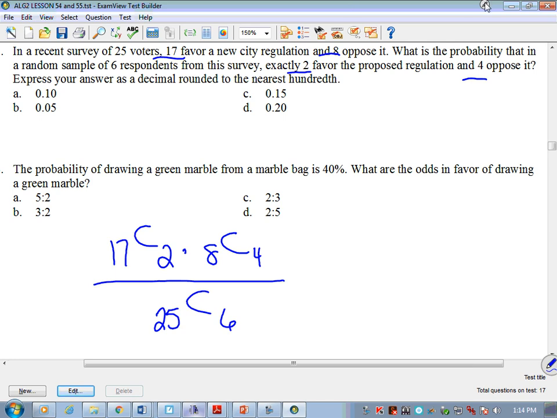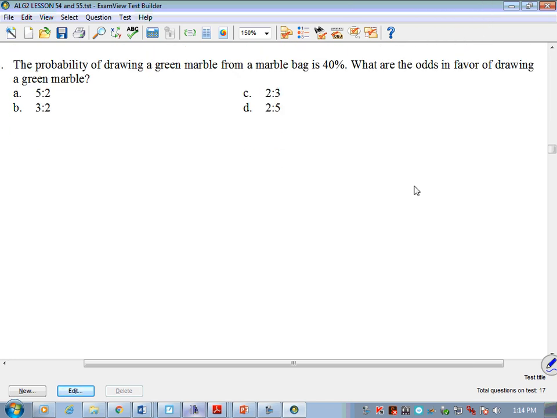Let's go down. Let's look at some easier stuff here. Okay, let's look at this question right here. All right, the probability. Do we remember what probability is? Right, what goes on top with probability? Not derided, but desired, over the number of total, how many I actually have. The probability of drawing a green marble from a bag is 40%. What are the odds in favor of drawing a green marble?